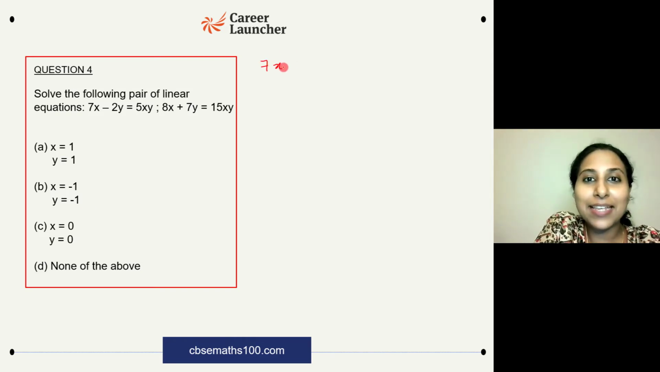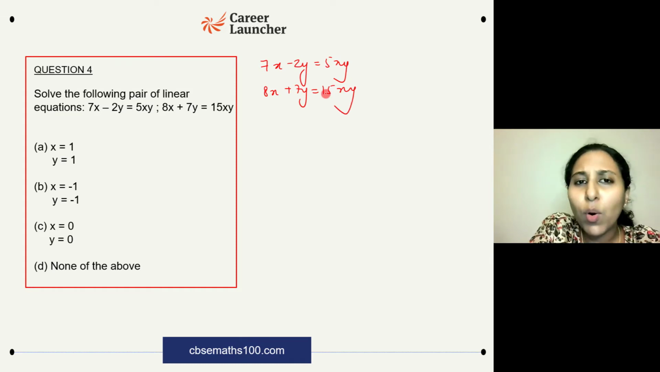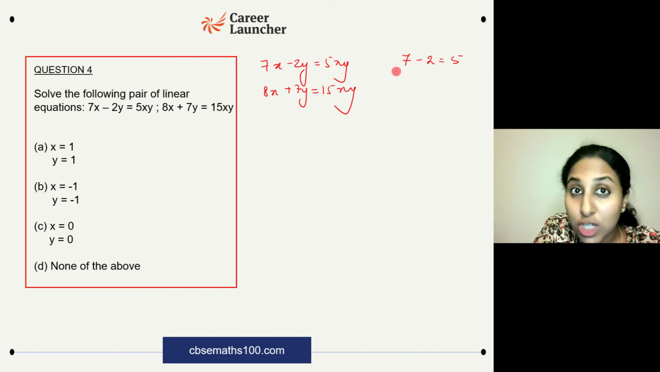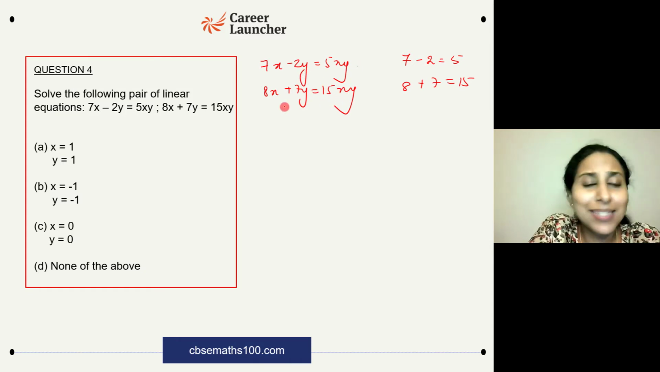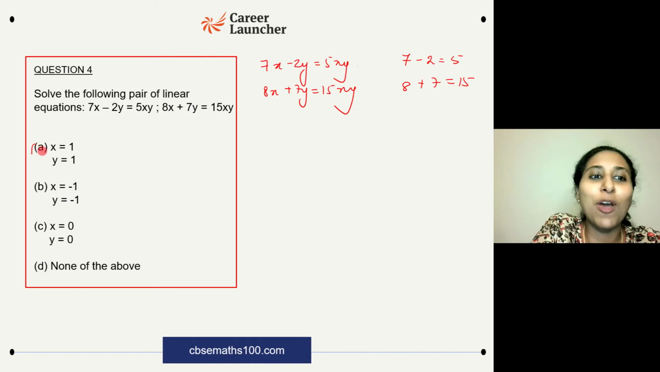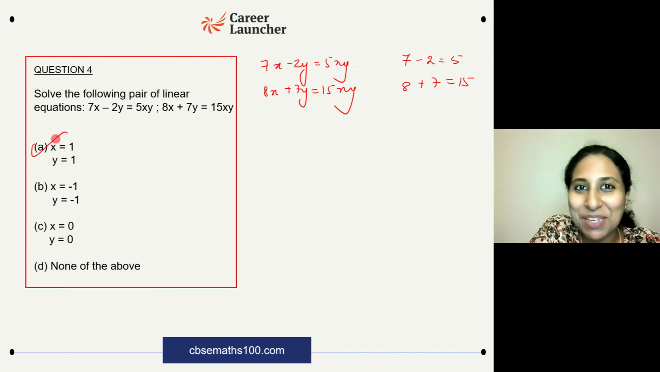If you have 7x minus 2y equals 5xy and 8x plus 7y equals 15xy, think what happens when you substitute x equals 1 and y equals 1. When both x and y equal 1, the first equation becomes 7 minus 2 equals 5, which is true. And the second equation becomes 8 plus 7 equals 15, which is again true. This is what happens when you substitute x is 1 and y is 1 in both equations, which means directly you can say that the answer should be option A: x equals 1, y equals 1.